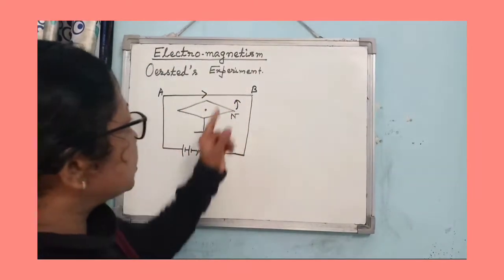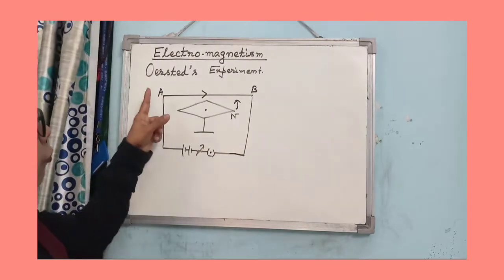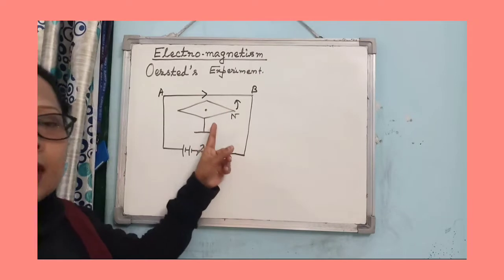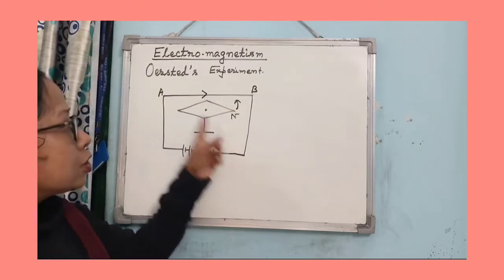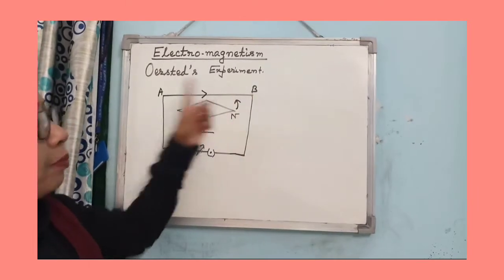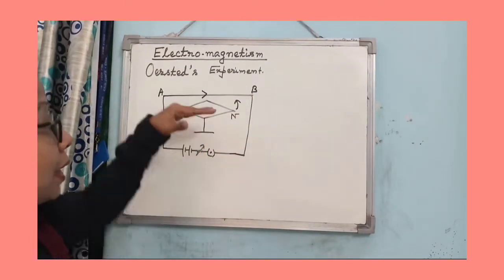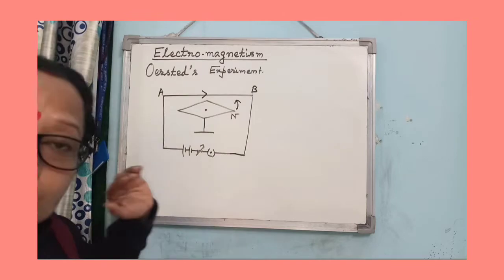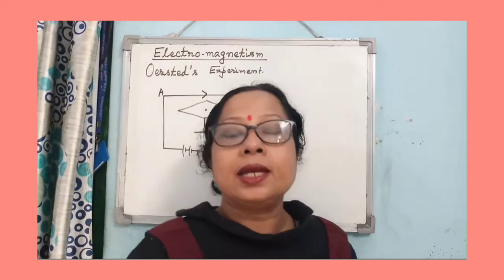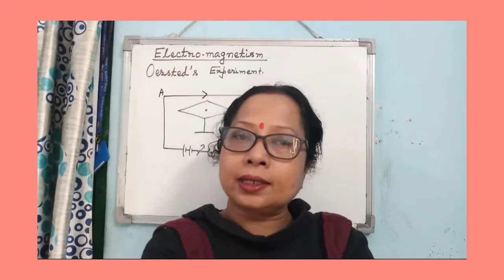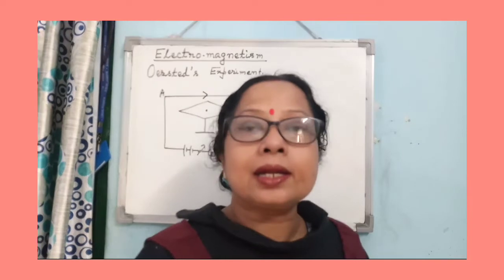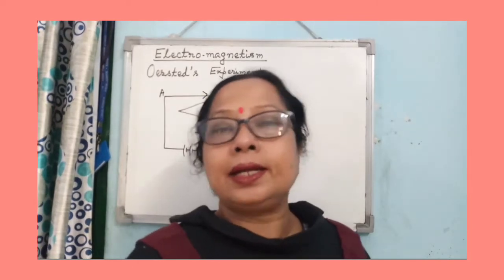Alright, here you see the current is sent from A to B, that is left to right, and the needle is kept below the conductor. Now, it is not mandatory that you have to do this. One can send the current from B to A. One can keep the needle above the conductor also. In that case also, what you will observe is that the moment the current passes through the conductor, the needle deflects. The deflection of the needle depends on the direction of the current.